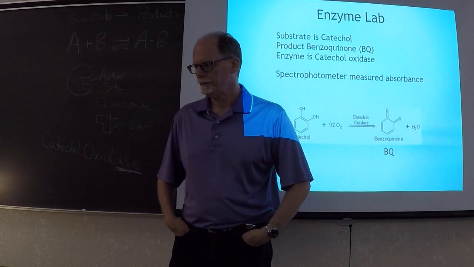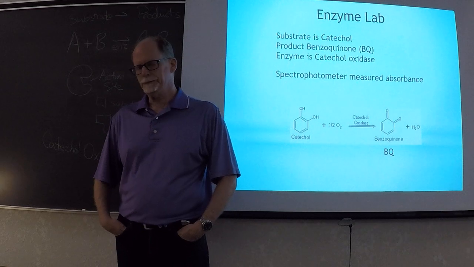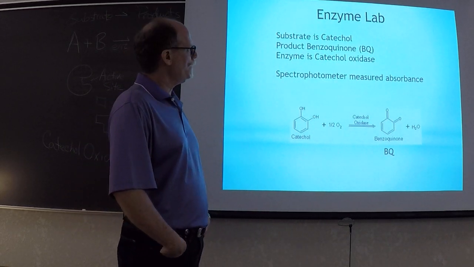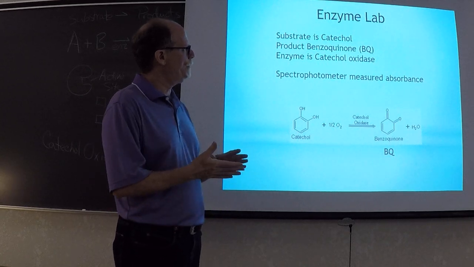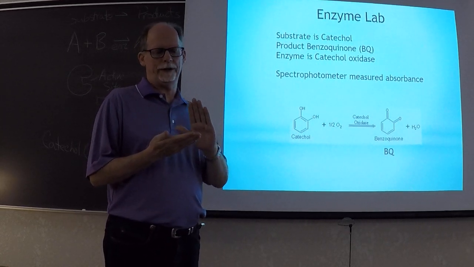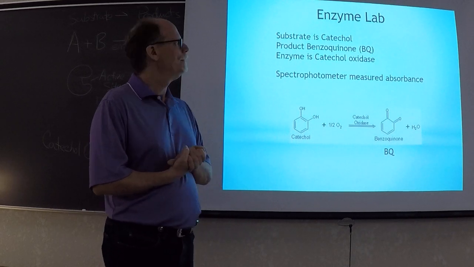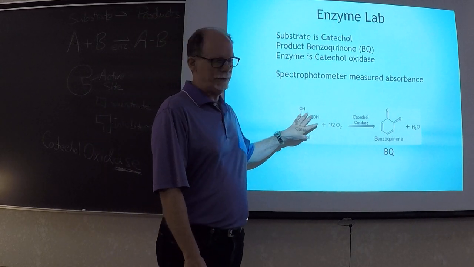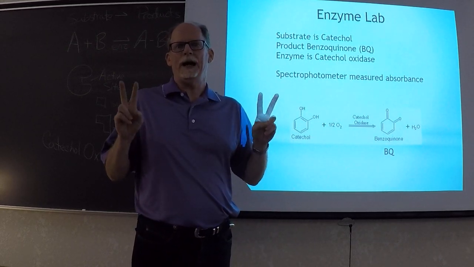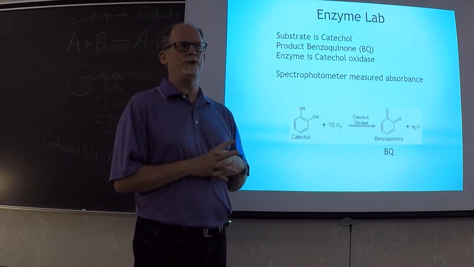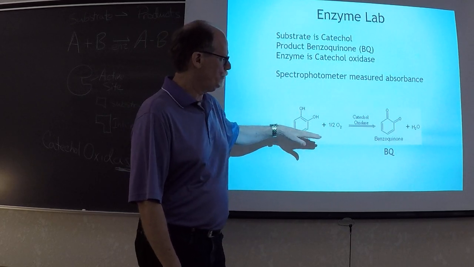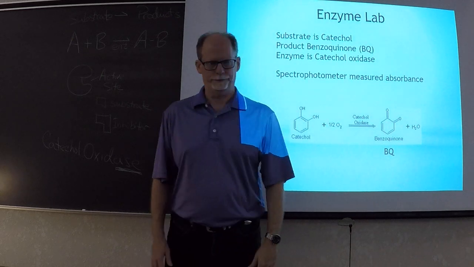So the source of the enzyme is a potato, and what we want to do is see what happens. What's the effect of temperature, or what's the effect of pH on the activity of catechol oxidase? The activity of the enzyme refers to the ability of the enzyme to convert substrate to product, okay?